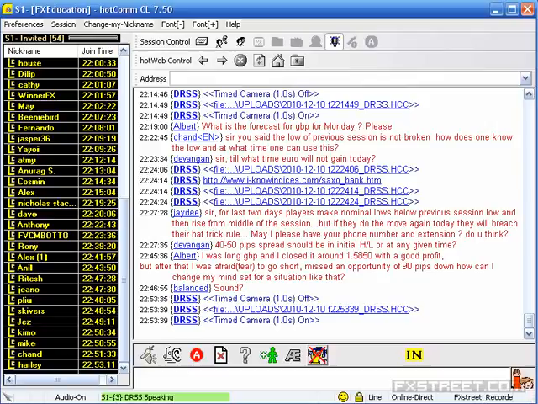In JD, for the last 2 days, players make normal lows below the previous session low and then rise from the middle of the session. But if they do the move again today, they will breach their hat-trick rule. No, every session they are making a swing. In the swing, they have to earn. They are not simply making the up and down move for you to make money. They are making money, so in that process, they have to hit the stops and earn.